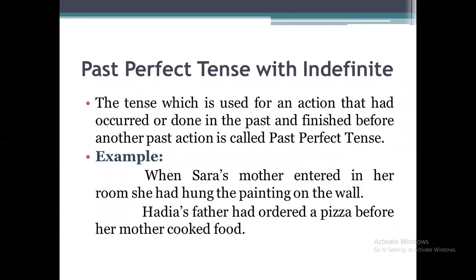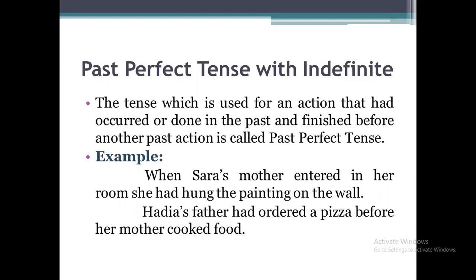In our previous slide, we were discussing the past perfect tense definition and some examples. Now let's have the usage, or let's say how we have grouped the tenses together, past perfect plus past indefinite tense. So here we have another definition of past perfect tense: the tense which is used for an action that had occurred or been done in the past and finished before another action, or let's say another past action, that is called past perfect tense.